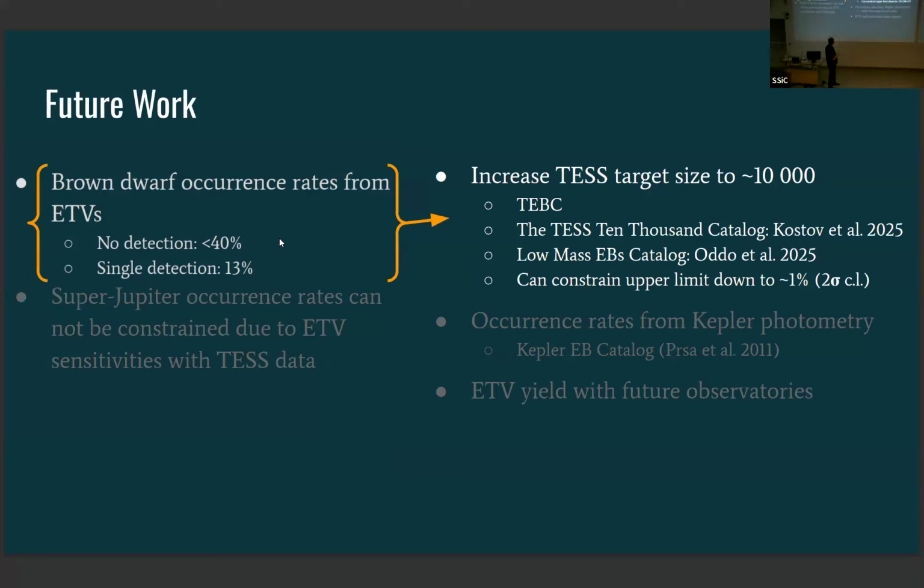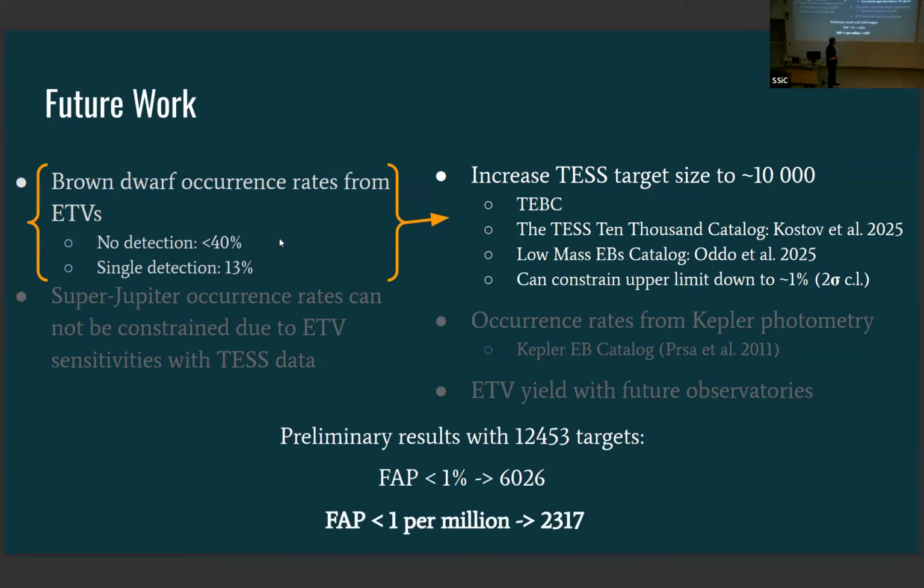So, continuing on that result, for brown dwarfs, we are planning to increase the target size to around 10,000 targets, curating a few eclipsing binary catalogs. And we have some preliminary results for something around 12,000 targets. For 2,000 of them, we were able to detect signals with false alarm probabilities less than 1 per million. So we have thousands of targets to investigate.